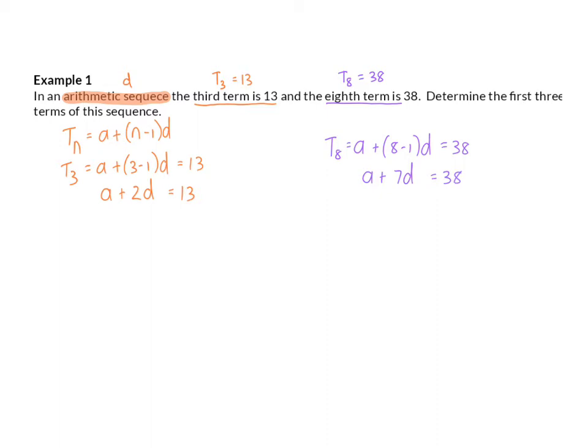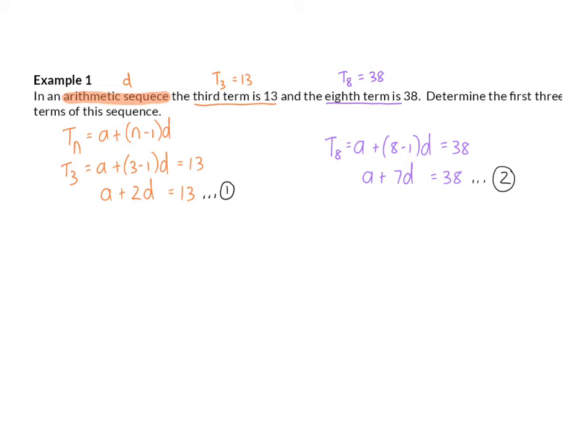Now we need to solve a and we need to solve d to be able to get the first three terms of the sequence. And that we are going to do by using our two equations and solving them simultaneously. In grade 10, you were taught two different methods to solve simultaneous equations, either substitution or elimination. In this case, I prefer to use substitution, so that's what I'm going to do.